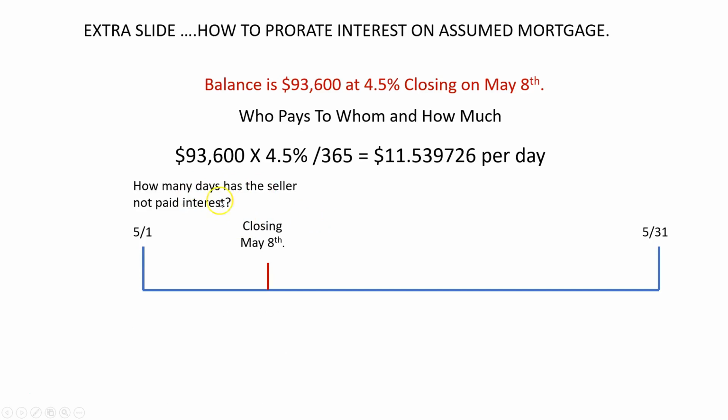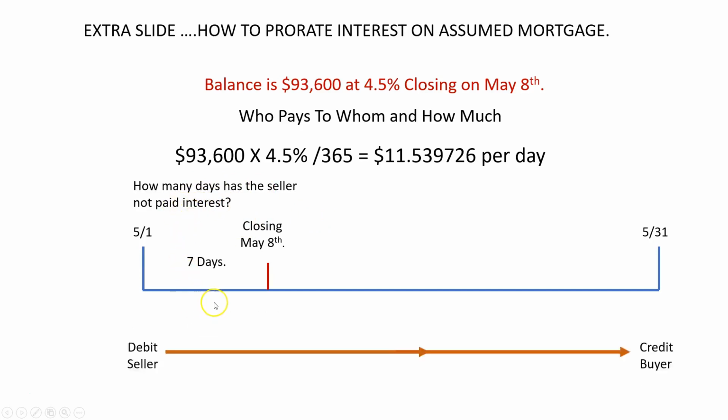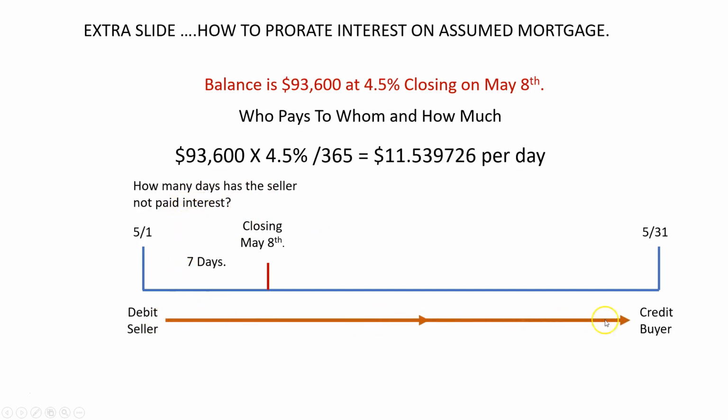So how many days has the seller not paid interest? Obviously 7 days. Multiply it out, debit the seller on the closing disclosure, credit the buyer, and it's going to be $80. And remember, when we're doing these prorations, whatever comes out of one pocket always goes into the other, so the number is always the same.